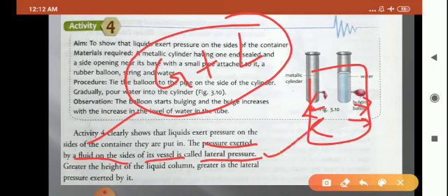What is this lateral pressure? Lateral pressure is the pressure exerted. कौन exert करेगा?